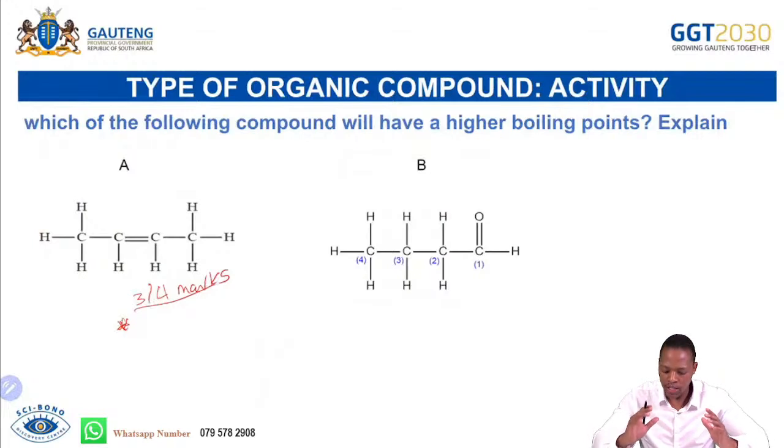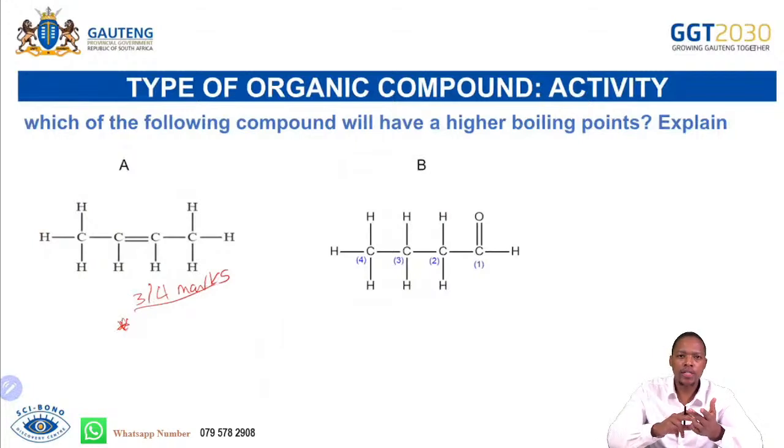You must always remember your factors. What are my factors? Type of the molecule, or type of the organic compound. Those are the factors. And then you look at the branching or molecular size. You look at the type of organic compound, you look at the molecular size, you look at the branching.